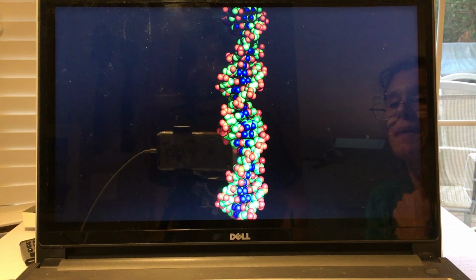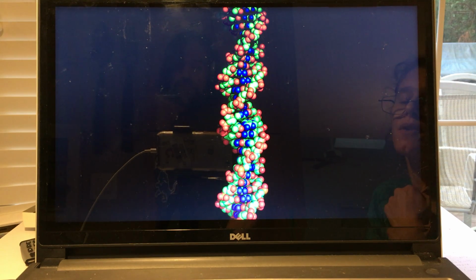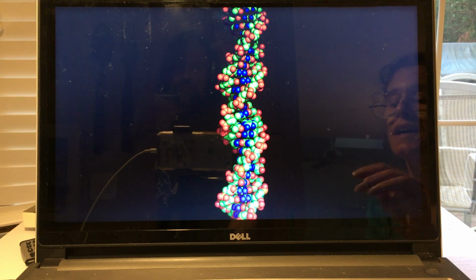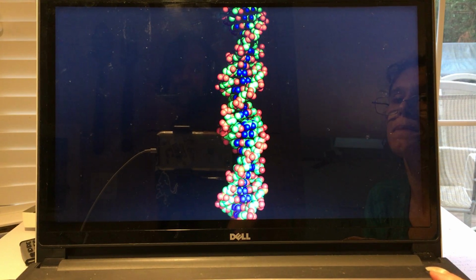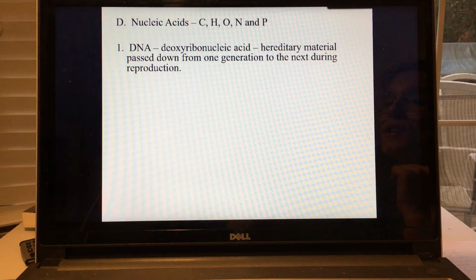All right, this video is about nucleic acids. This diagram should look familiar to you. It is a three-dimensional diagram of a DNA molecule in its double helix shape. Nucleic acids include DNA and RNA. We're going to start with DNA first.